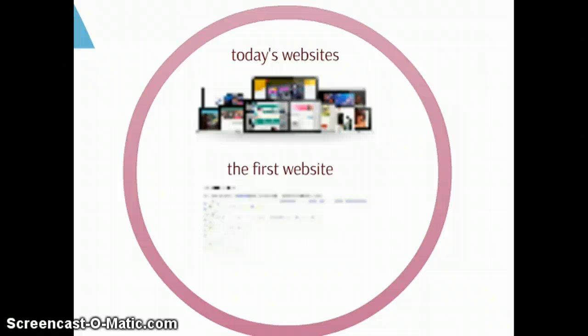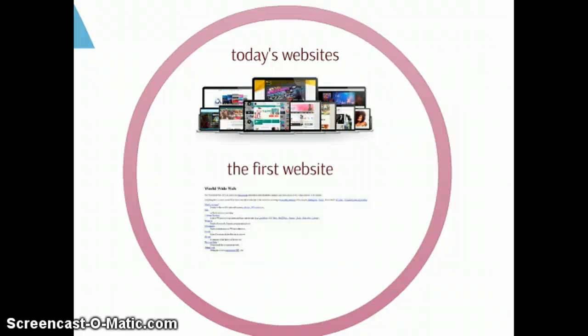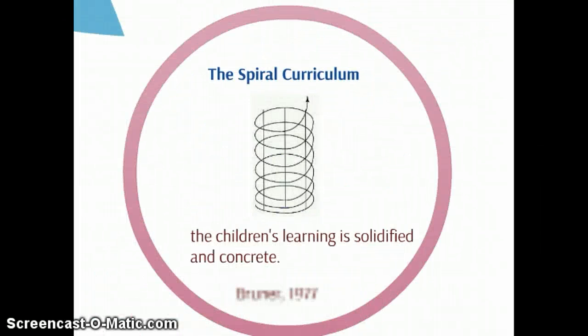Children could do things like comparing the first ever website with today's websites, and consider what makes a good site, and even forecasting what sites will look like in the future. The spiral curriculum would allow for ongoing development of these topics as children progress throughout the school.